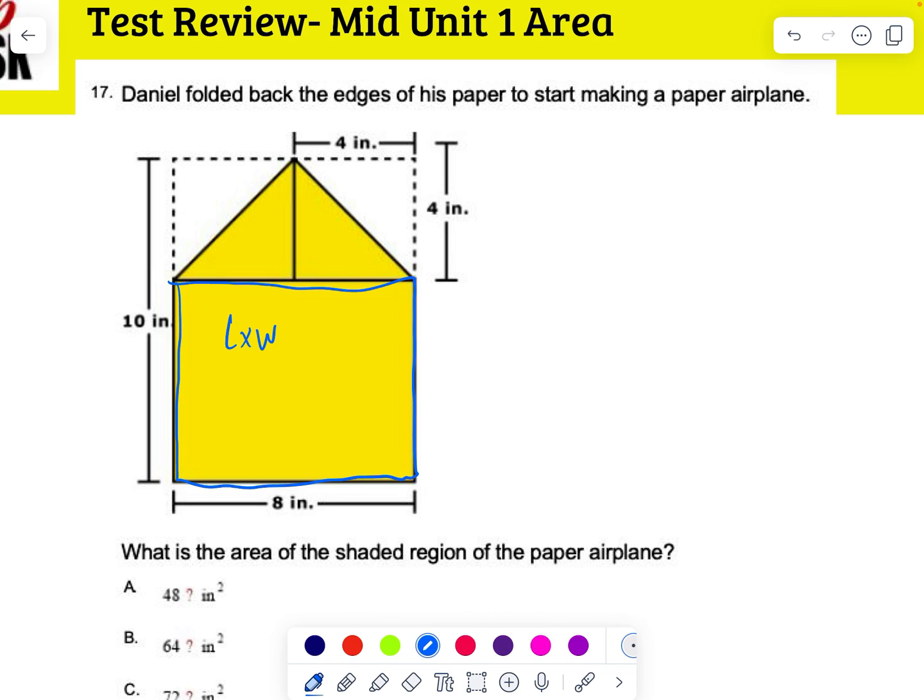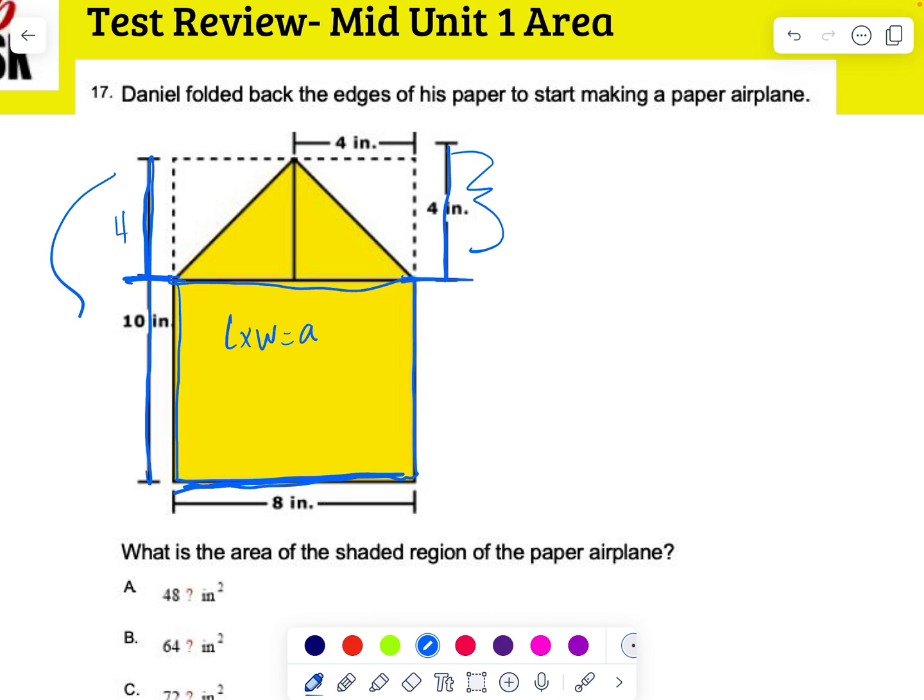So the length times the width is going to be the area. So I have a length right here, which is 8. And then my width is a little trickier because I only know what from here to here is. But I only want until here. But I know that this is 4. So if this is 4, then this must be 4 too.